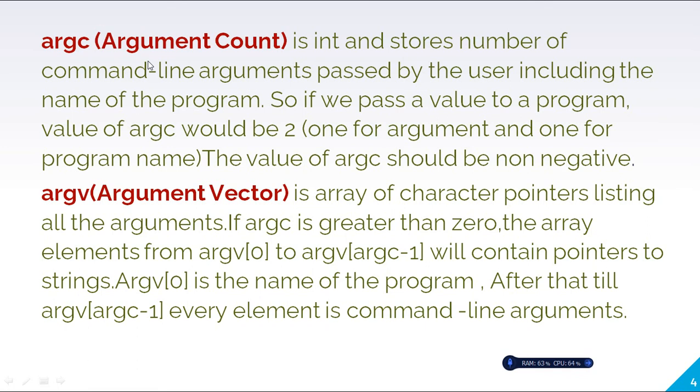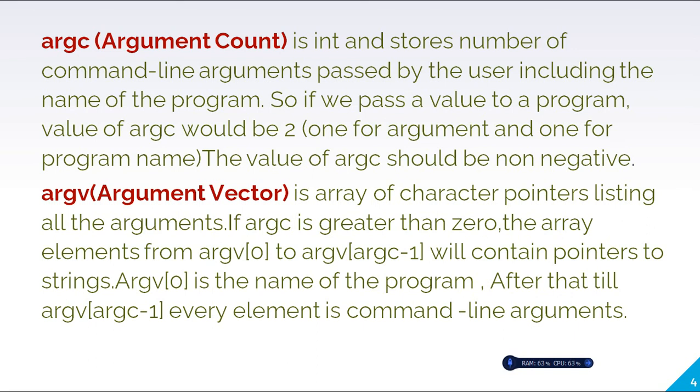argc is an argument counter. It is always an integer and it stores the number of command line arguments passed by the user, including the name of the program. So if you are passing one argument, it includes the first argument as your file name, so only one value is expected from your side. If you want to pass 2, then you can give your argument count as 3. You can give one more value to your main function because it always includes your program as the first argument.